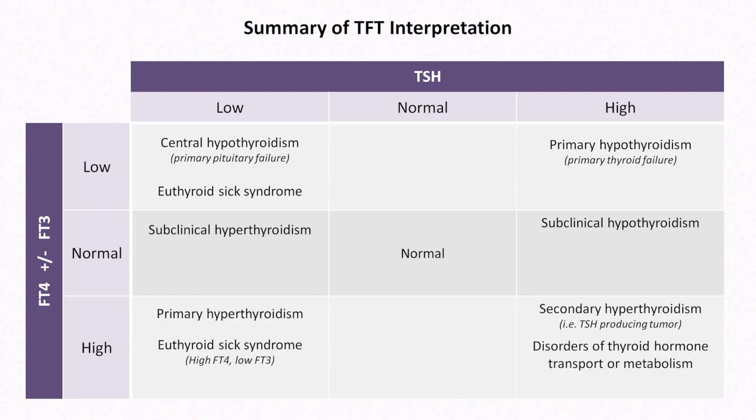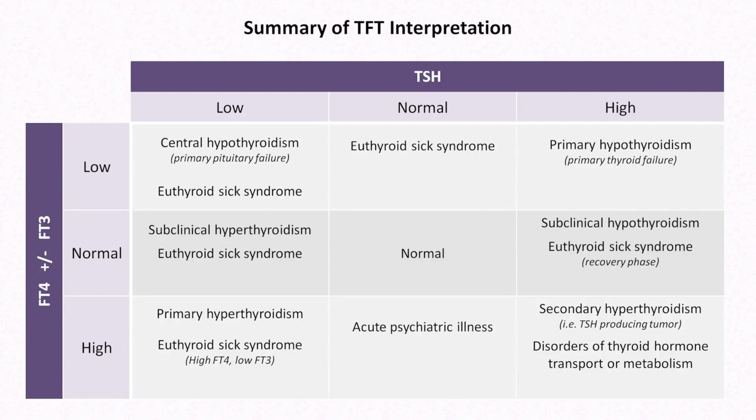In addition, a low TSH with normal T4 and T3 can also be from euthyroid sick syndrome. A high TSH with normal T4 and T3 can occur during the recovery phase of euthyroid sick syndrome. A normal TSH with low T4 and T3 can be from euthyroid sick syndrome, and a normal TSH with high T4 and T3 is sometimes seen in acute psychiatric illness. And various drugs, most notably amiodarone, can cause almost any pattern of TFT abnormalities.